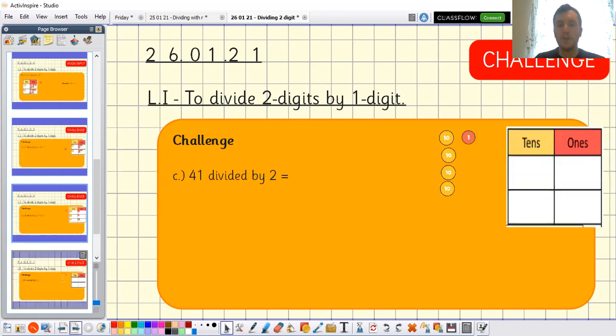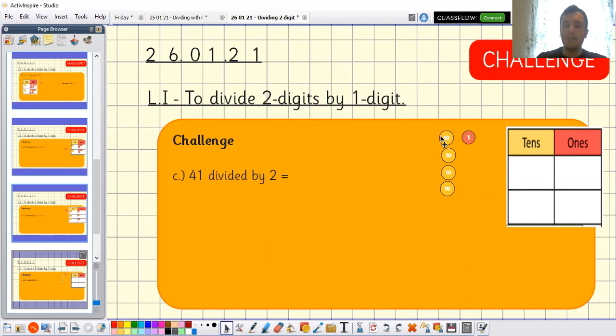Let's look at the final one, 41 divided by 2. Once again, I've drawn a place value grid. I've got my counters ready that you can use to help you. So pause the video there, have a go, and we'll work through it in just a moment.